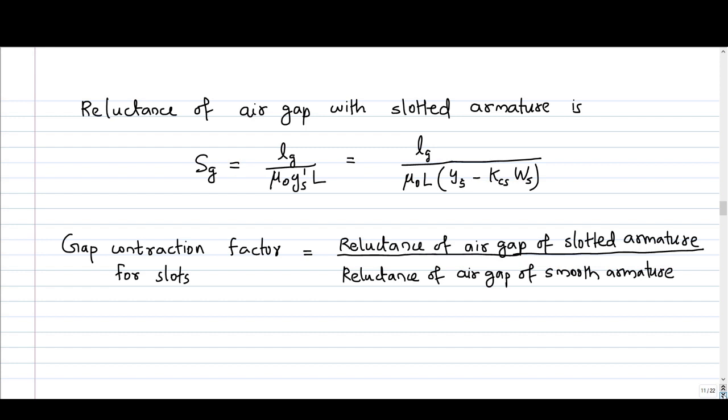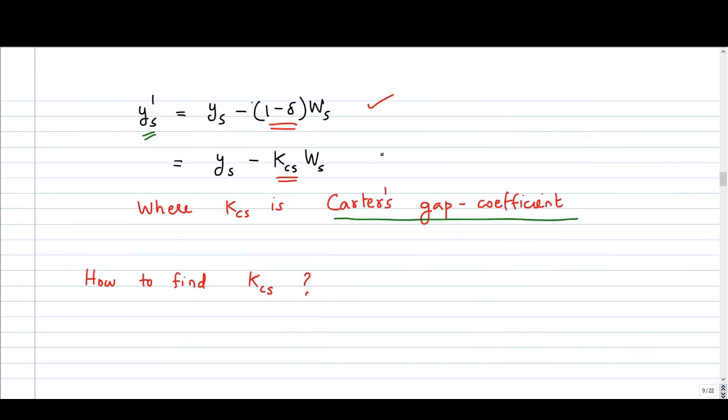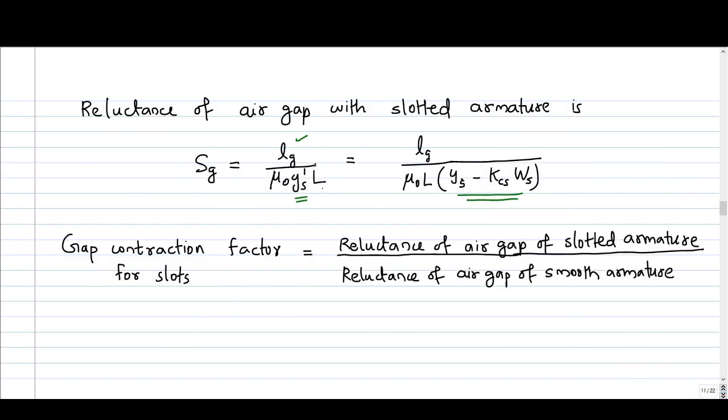Now we will calculate the reluctance. So the reluctance of air gap with a slotted armature is length of air gap divided by mu zero into, instead of slot pitch ys, we have ys dash to accommodate for the effect of slotting, into L. So what is ys dash? Ys dash is ys minus kcs into ws. This we have seen before. Ys dash is ys minus kcs into ws. So that I have substituted here. So that is the reluctance of the air gap. So this is the expression for reluctance with a slotted armature.